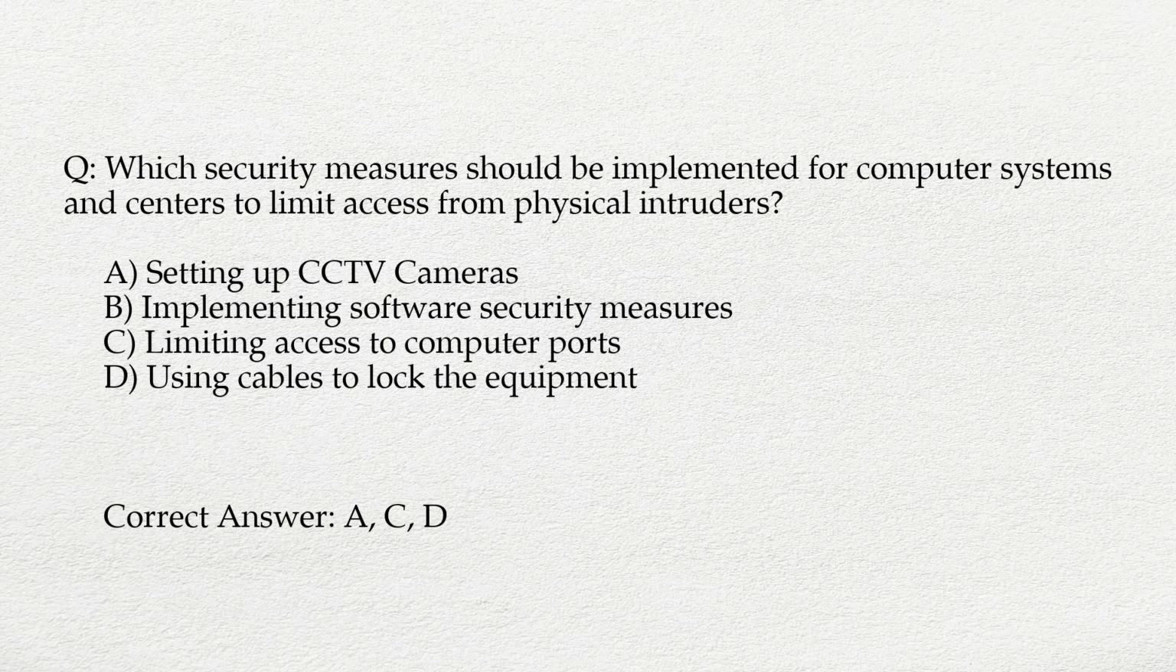Q. Which security measures should be implemented for computer systems and centers to limit access from physical intruders? A. Setting up CCTV cameras. B. Implementing software security measures. C. Limiting access to computer ports. D. Using cables to lock the equipment. Correct answer, A, C, D.